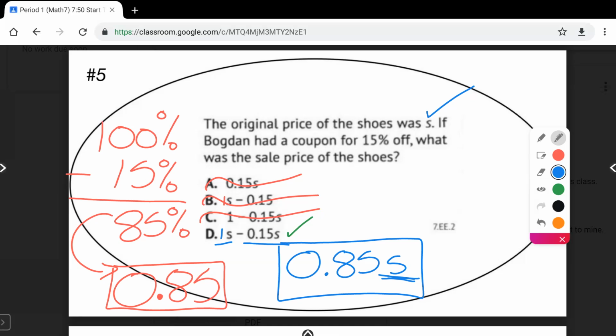When I word it like that, 85% of S is 85% times S. Now, we don't multiply by percents. We make the percent into the decimal. So when you see 0.85S, which means 0.85 times S, it's the same thing as saying that you were taking 85% of S. And that, ladies and gentlemen, is how we work our way through a percent of discount using a little bit of algebra. And I hope you found this both helpful and informative.